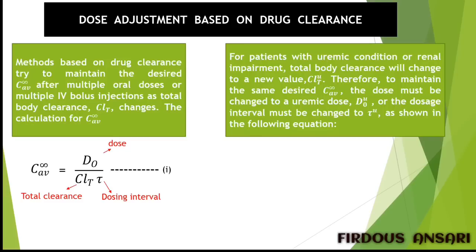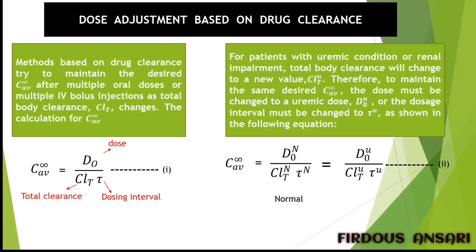So we need to do dose adjustment in a similar manner. Using the same equation number 1, average plasma concentration is equal to dose divided by total clearance times dosing interval, but this is for a normal person. The superscript n denotes it is for a normal person, and the average plasma concentration of a normal person should always be equal to that of the uremic patient. So this will be equation number 2.